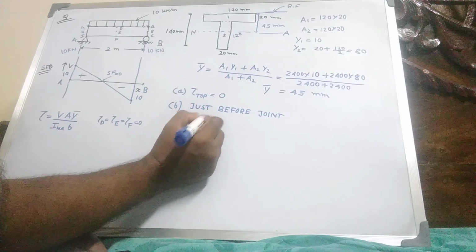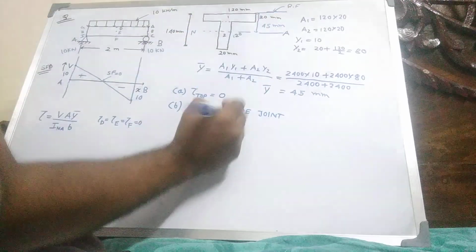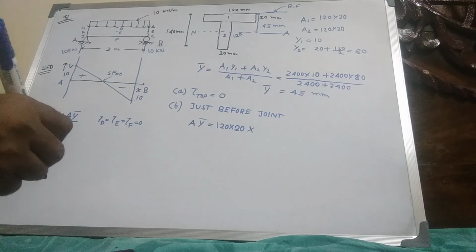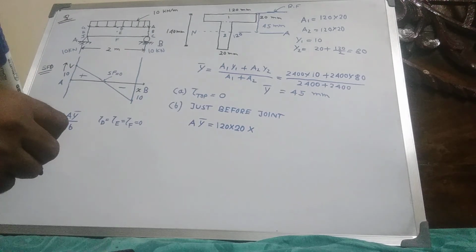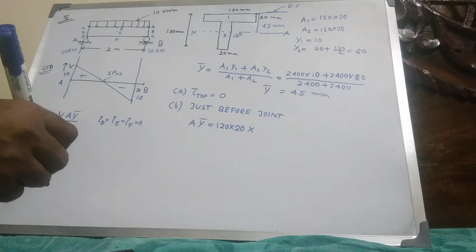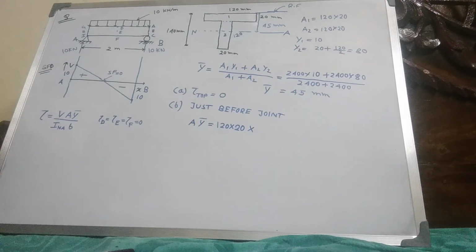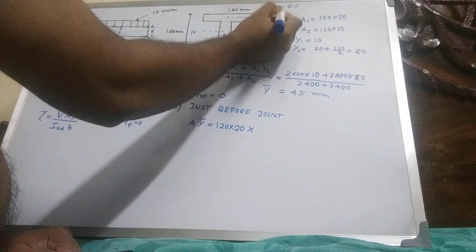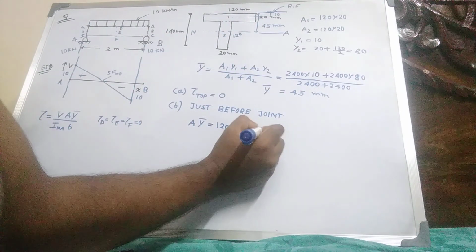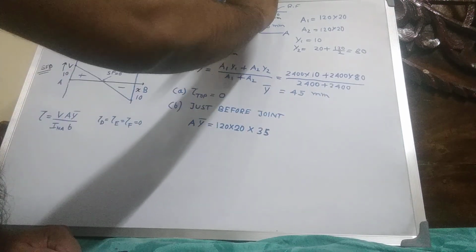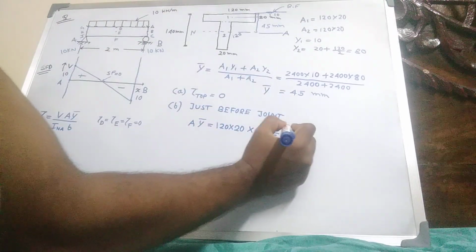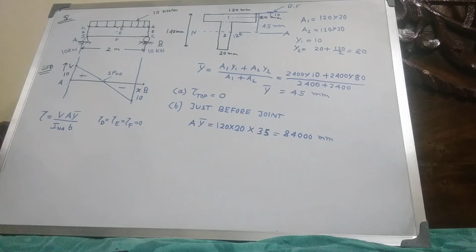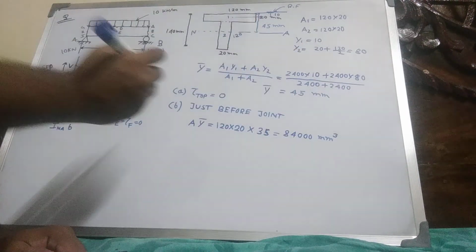A into y bar: A is 120 into 20, and y bar is the distance from the neutral axis to the centroid of this portion, 45 minus 10, so y bar equals 35. This is just before the joint, for this portion. The value is in millimeter cube.